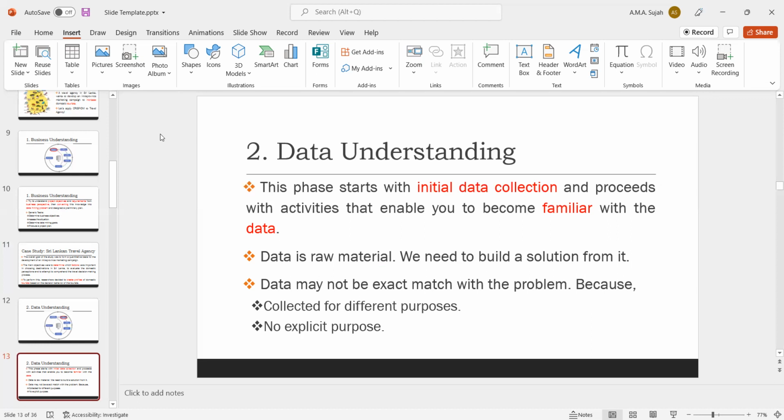What we are doing here is, whenever we are collecting data, the data is a raw material. There is no meaningful information. From the data, we are trying to provide a solution. Sometimes the data we have does not exactly match our research project. Why is it not matched with our research project? Sometimes the data is collected for different purposes.